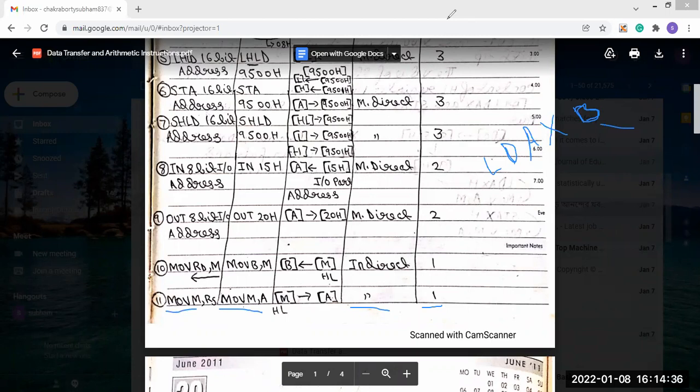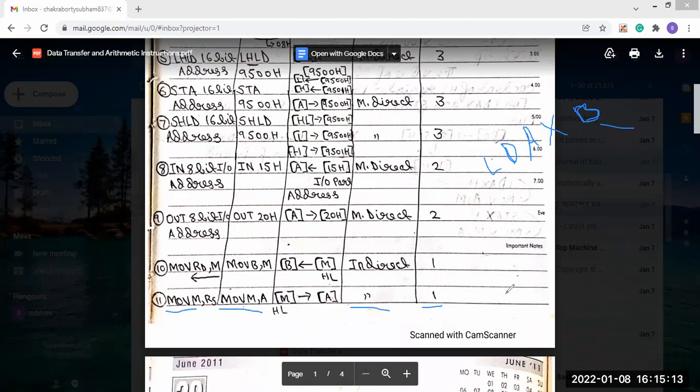Memory direct. Yes, it will be the memory direct. And then what is the function? That function will be clear: in this LDAX, it indirectly loads to the accumulator A. There is no memory address mentioned. That is why this is indirect. It will indirectly load to the accumulator A.